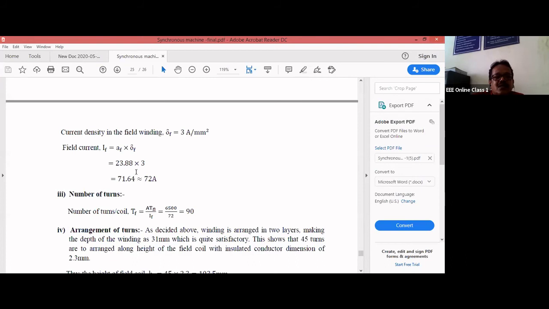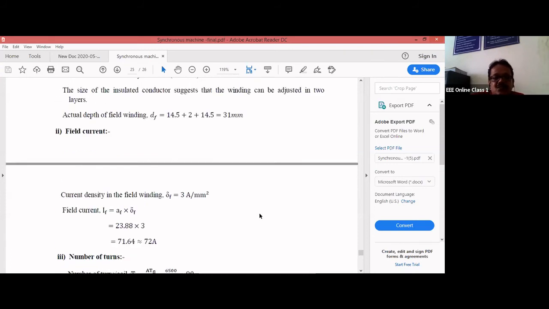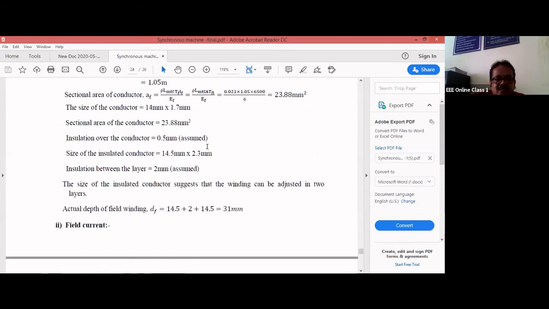IF. So IF is what now? 72 amperes, 16,500 ampere is given in the problem, divided by 72. What we got? 90 turns. Total number of turns will be what? 90 turns. So we have decided that based on this conductor size, we'll go for a 2-layer winding.